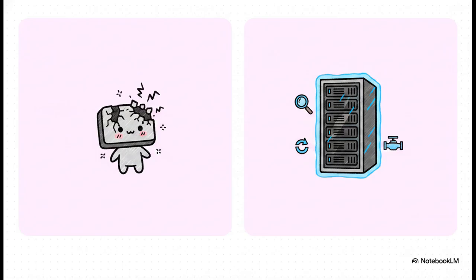But on the other side, you have a true production-grade app. Going to production means you absolutely must have deep observability. You need to see exactly what your app is doing at every single microsecond. You need automated retries, so if a connection drops, the system just quietly tries again. And of course, you need rate limiting to prevent a single user from completely draining your API budget.